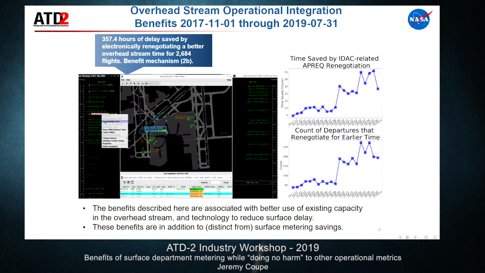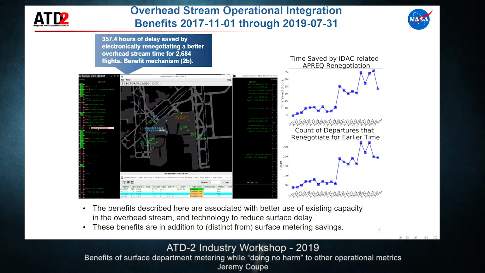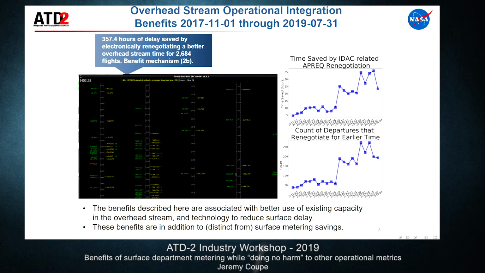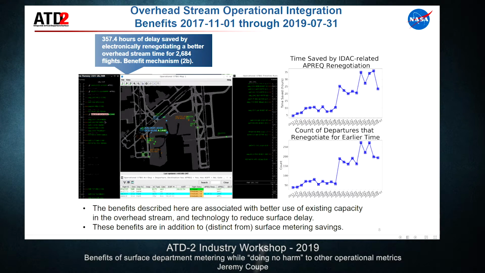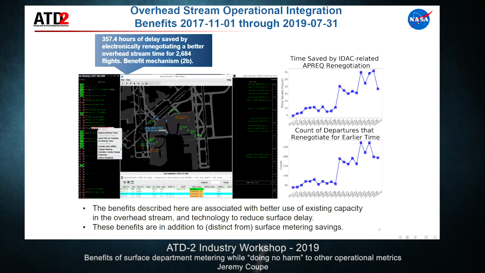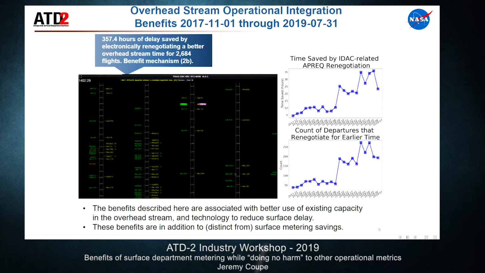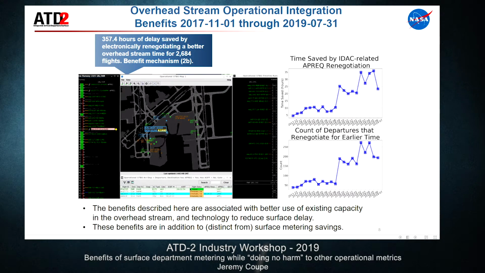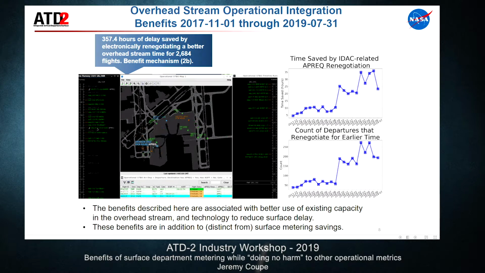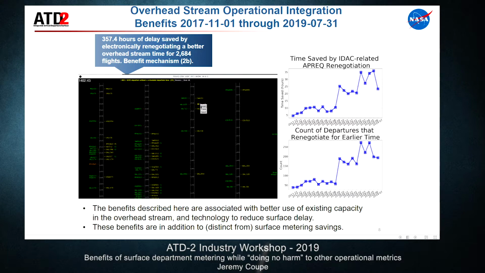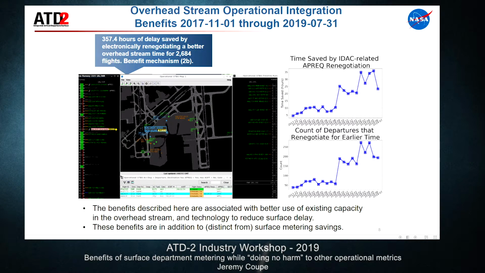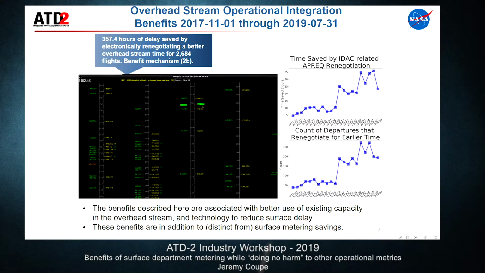This is the tower. These green spaces on that vertical here, those are the available slots in the overhead stream. Our surface system will schedule that flight where we think it really has the potential to take off. And so what you would see is, oh, my flight's right here next to this green slot. It has the potential to take off earlier than my control time. I can see that because the surface system's telling me he could take off here. The IDAC system's telling me there's green space there, and so they can leverage those two to make the determination.